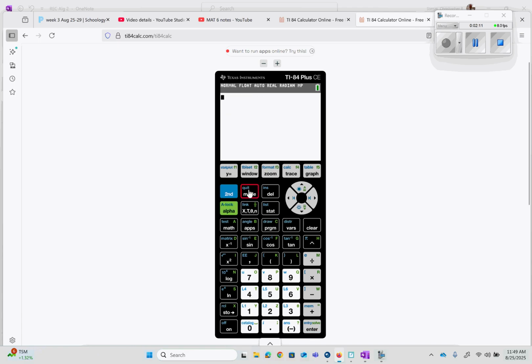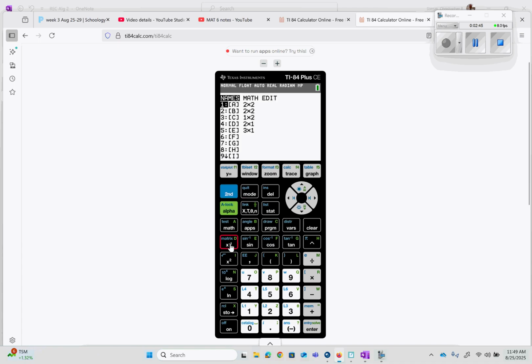Quit out of that. We're going to go matrix E, which is a 3 by 1. Oops, clear. Second matrix, I forgot to go to edit. So that's going to be a 3 by 1. So I have 2, 0, 0, and -1. Quit out of there.